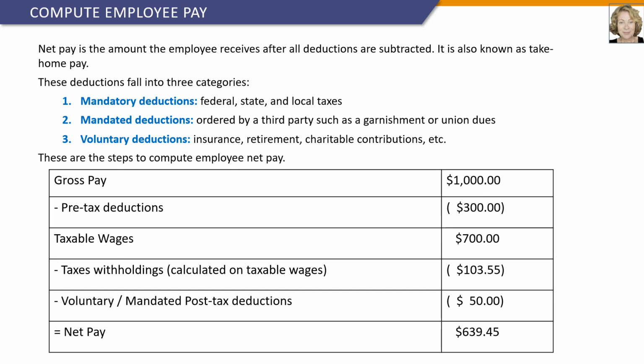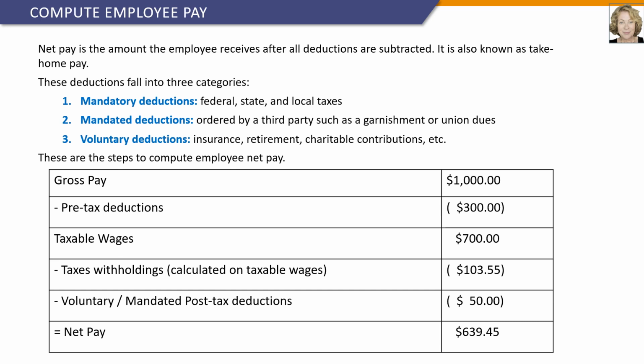This is a simplified example since some pre-tax deductions reduce gross income for both income taxes as well as FICA, whereas other pre-tax deductions only reduce gross income for income taxes. So for instance, the Section 125 or cafeteria deduction reduces gross income for both income taxes as well as FICA, whereas the 401k deduction reduces gross income for income taxes only.